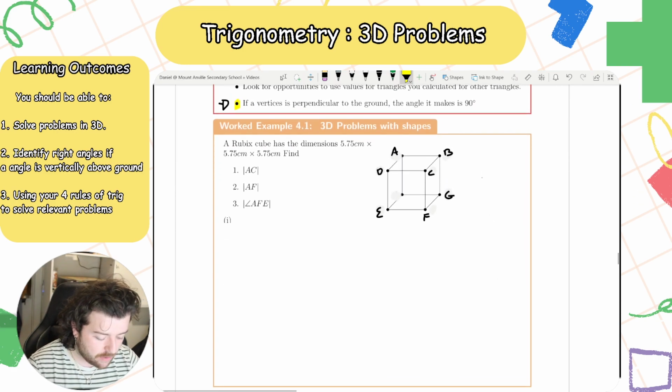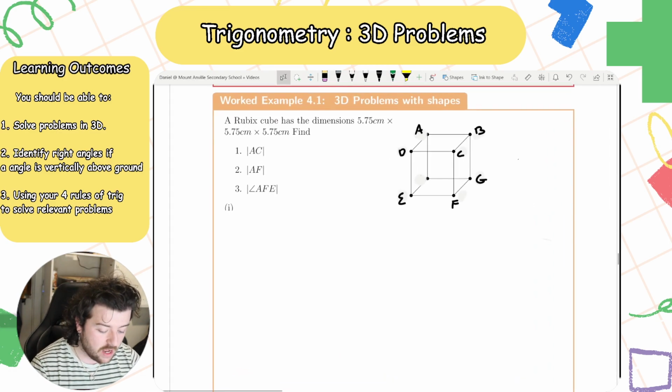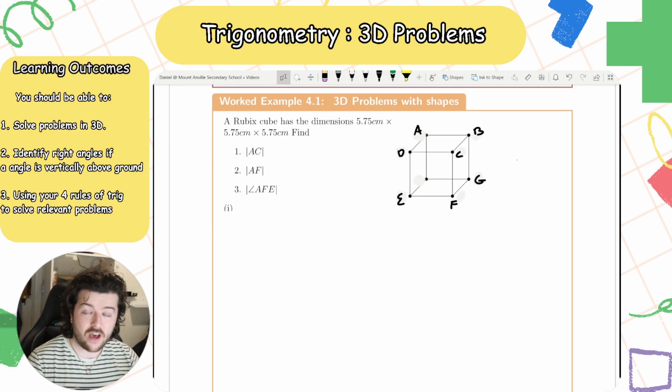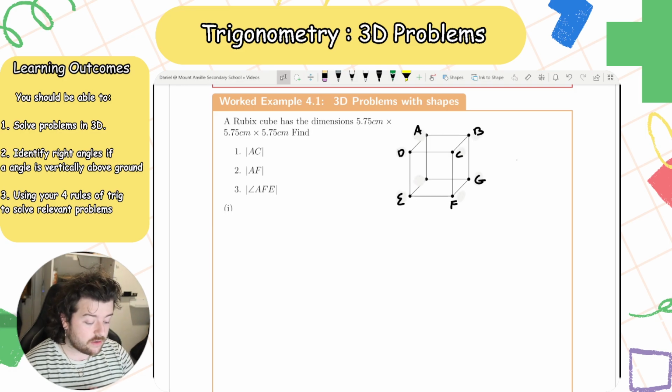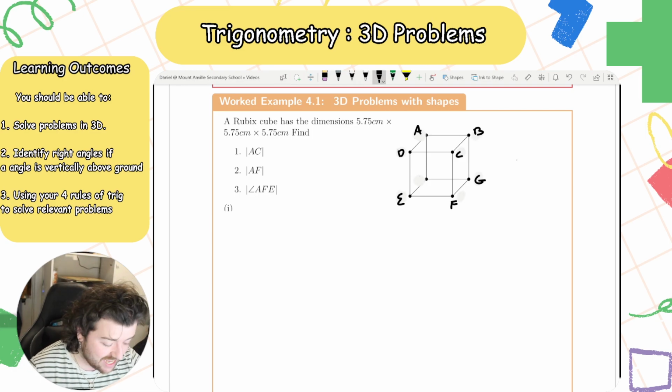So let's have a look at this problem here. This problem is a 3D problem with shapes. We have a cube here. A Rubik's Cube has the dimensions 5.7 centimeters. It's a cube, so all sides have the same length. Part 1 is asking us to find side AC.